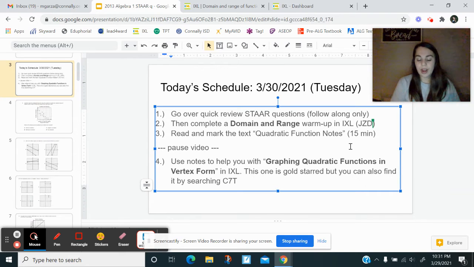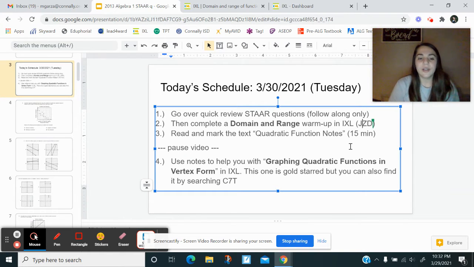So you're going to use these notes to help you practice eventually. So pause the video right now to read and mark the text from your notes. And when you play the video back, that means you have read the notes and you're kind of like, okay, I kind of see what you're saying, Ms. Garza, but not all the way sure.